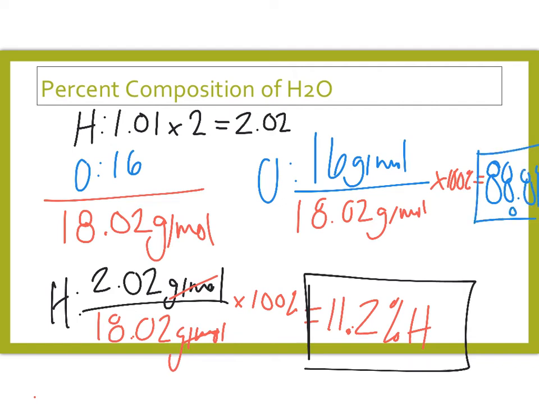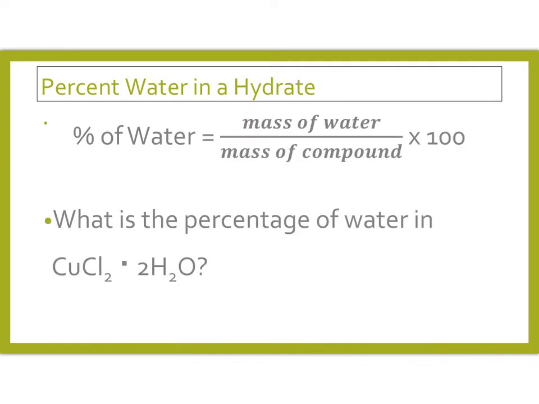oxygen. Okay, so the double check here is that all of your elements added together, the percentages should all add up to be 100 because we're talking about the whole molecule. So if that doesn't happen for you, that's going to be an indicator that you need to go back and check your work. So we did mass of hydrogen over the total mass of water, mass of oxygen over the total mass of water, and got the percentage for each.